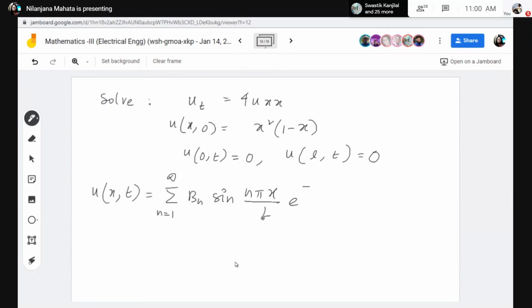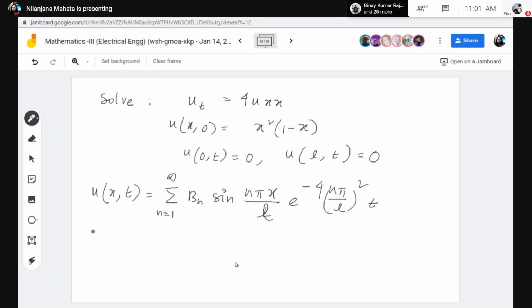Okay, here this L will be small l. I am writing here, this will be small l and e to the power minus k, that was e to the power minus k. So your k is 4 here. So this will be 4, and k n pi, this will be small n pi l square, this will be t.